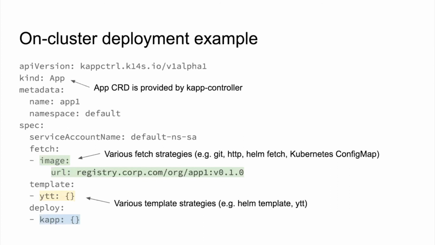So in the fetch stage, with various strategies here, we can either use imgpkg to get a bundle. We could use Helm fetch to go fetch some Helm charts. Or you can back it with a Git repo. And so this is where you can use it to do a GitOps-like workflow, and any changes to the Git repo, Kapp Controller will watch and make changes appropriately. Similarly for the template, we're using YTT templates here, but you could also use Helm template.